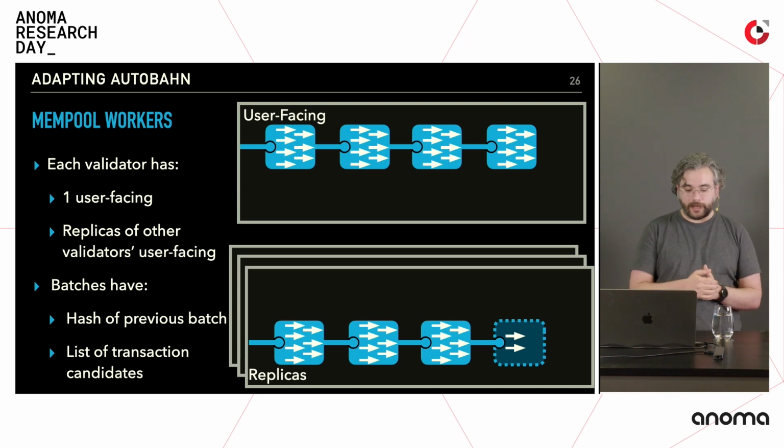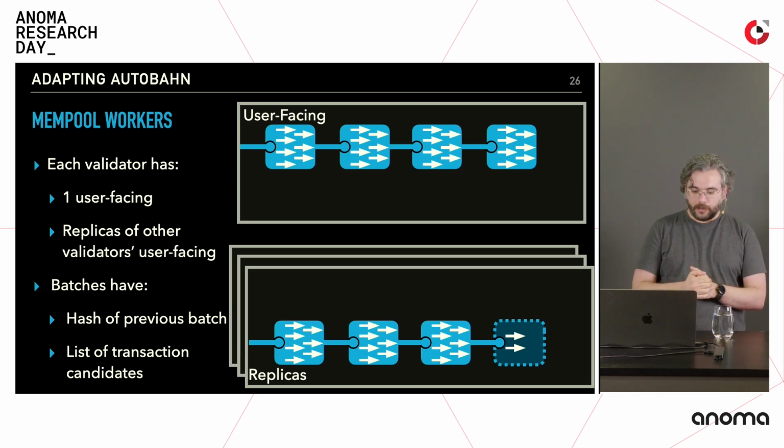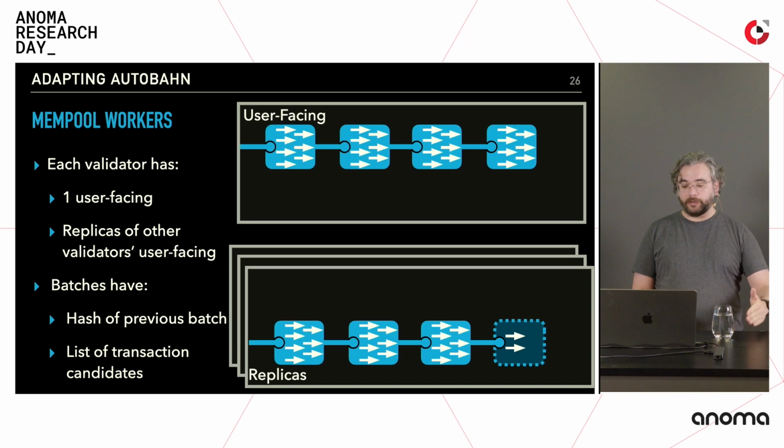Naturally, these are not perfectly up to date. User-facing workers can pass along transaction candidates as soon as they receive them, but there will be at least some transmission delay between the user-facing worker and its replicas. Recall that the plan is to get to a place where consensus proposals include references to the mempool, but don't have to include transaction candidates themselves.